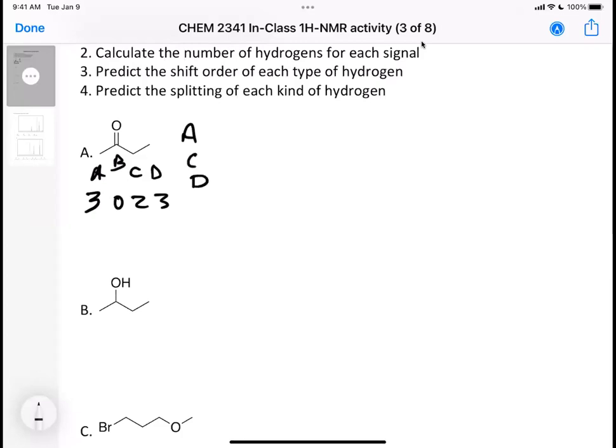Okay. So now, not only have we figured out which carbons are going to give us a signal, we know exactly how many hydrogens are on each carbon. So we've done the 2 things already.